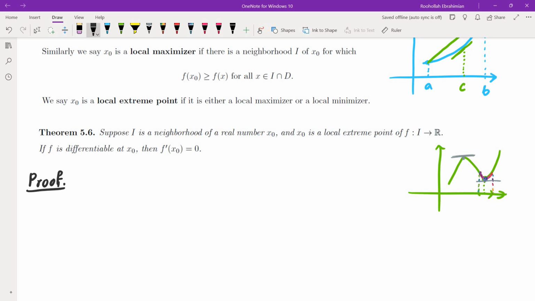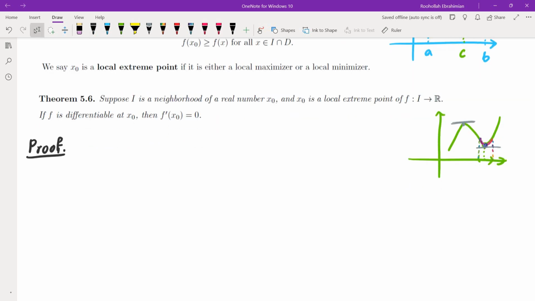Suppose I is a neighborhood of a real number x naught, and x naught is a local extreme point of f from I to R. So we have a local extreme point, and we want to show that if f is differentiable at that point x naught, then f prime of x naught is equal to 0. So there is a local extreme point, meaning that it's either a local minimum or a local maximum.